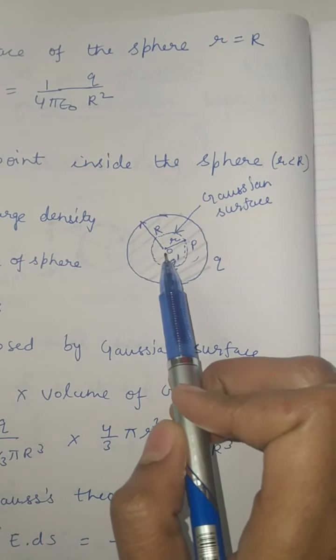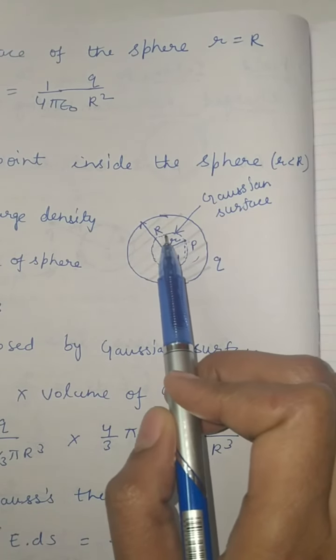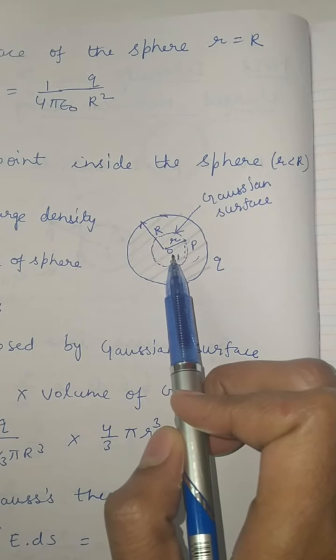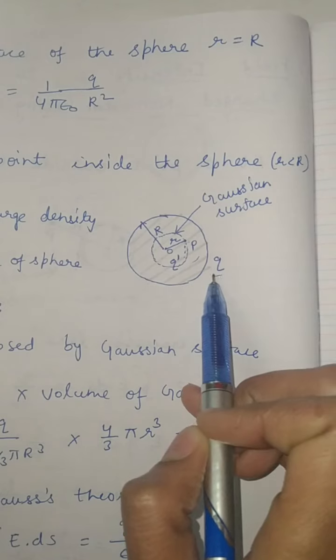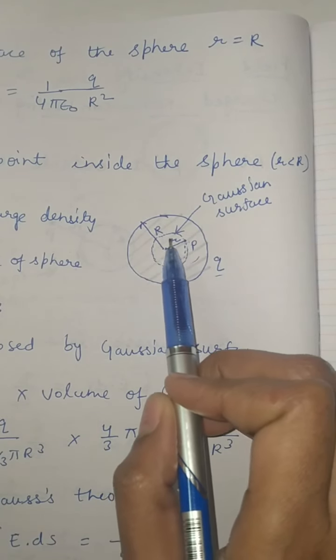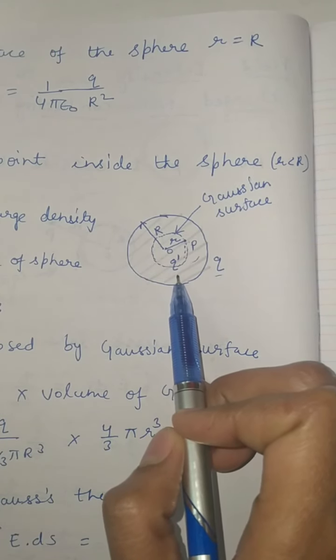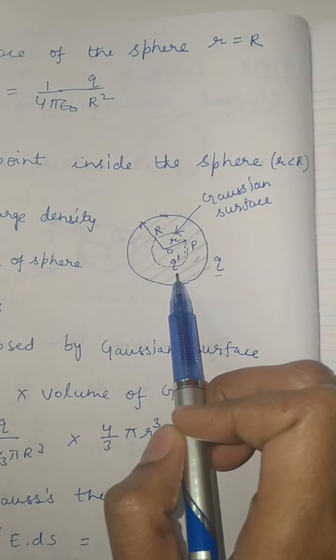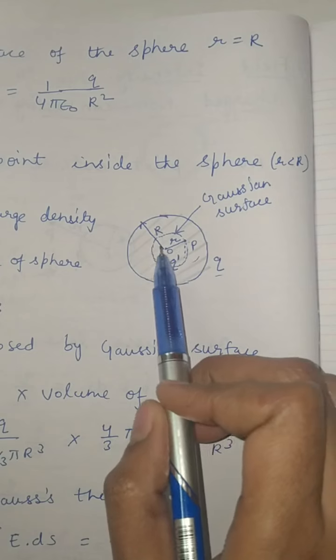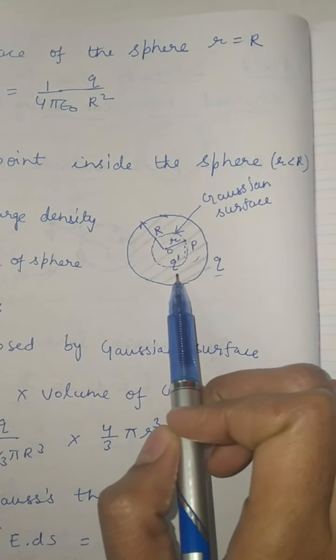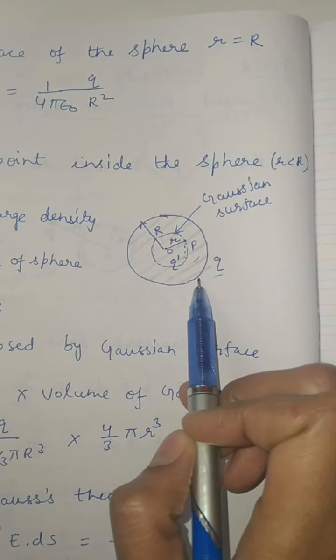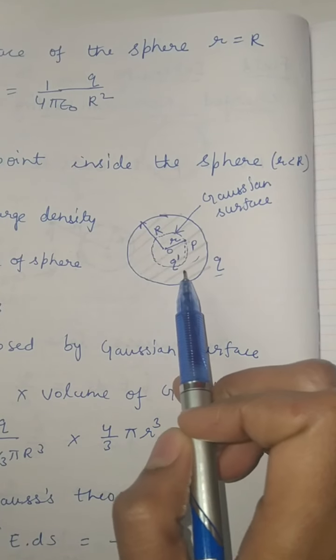In this case, the charge enclosed by this Gaussian surface will obviously be different from the total charge Q. So the charge enclosed by this Gaussian surface, I have taken it as Q dash. So Q dash is the charge which is enclosed only by this Gaussian surface, and that will be different from the total charge. So how will we calculate it?